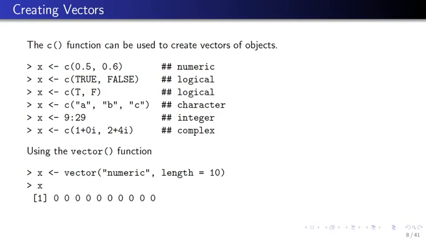Using the vector function, you can also create a vector of a certain type and a certain length. So here I'm going to create a numeric vector of length 10. And by default, it will initialize the vector with a default value. For numeric vectors, the default value is 0.